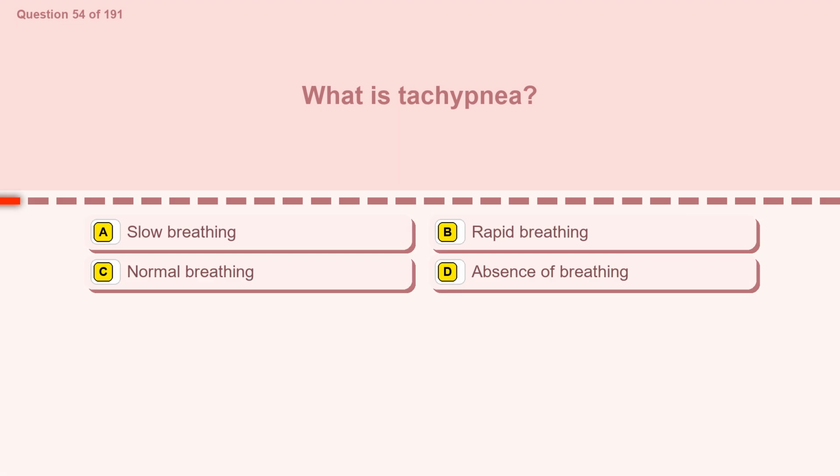Question 54. What is tachypnea? Option A. Slow breathing. Option B. Rapid breathing. Option C. Normal breathing. Option D. Absence of breathing.